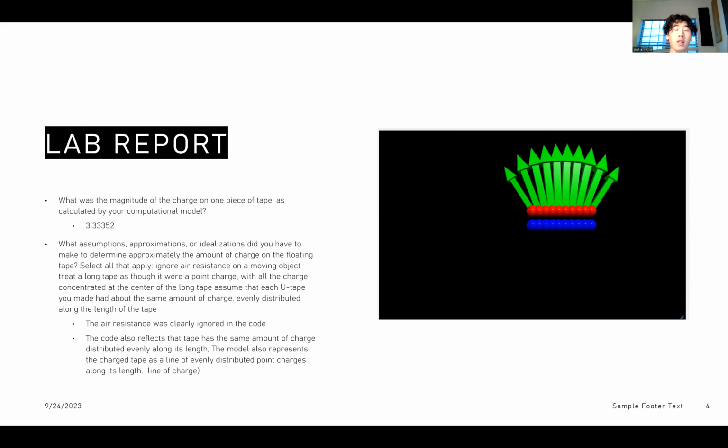And the assumptions, approximations and idealizations I had to make was the fact that air resistance was ignored because it was not a factor in the code. And the code also reflected that the tape has the same amount of charge evenly distributed throughout the whole length.